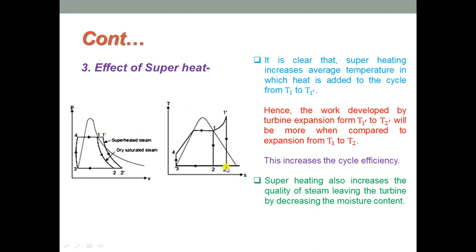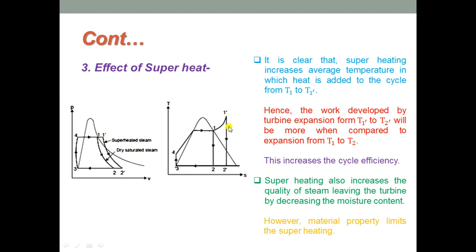Here, the amount of vapor present is more when compared to point 2. So, that is why superheating also increases the quality of the steam leaving the turbine by decreasing the moisture content. Moisture content means the wet content, the liquid content, which is very less when compared to dry saturated steam. However, material property limits the superheating temperature.